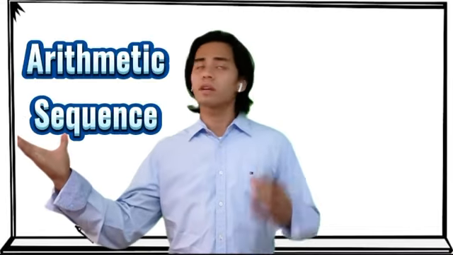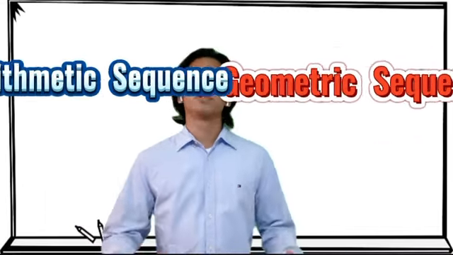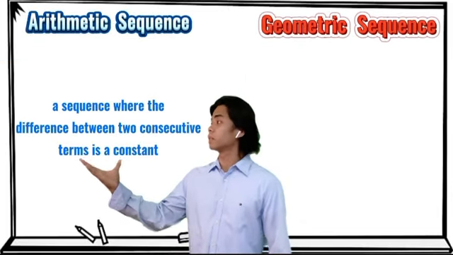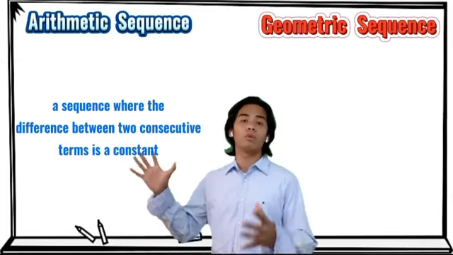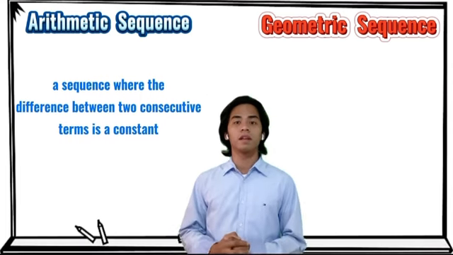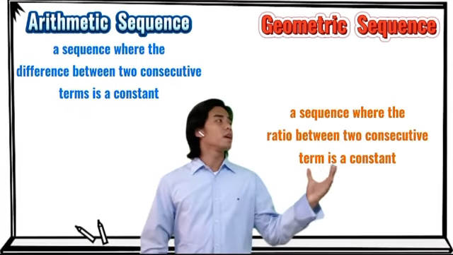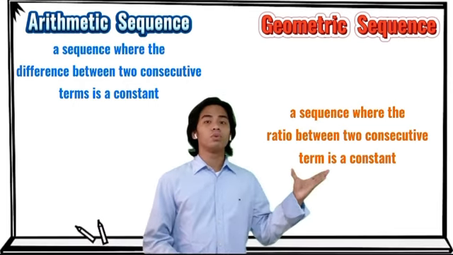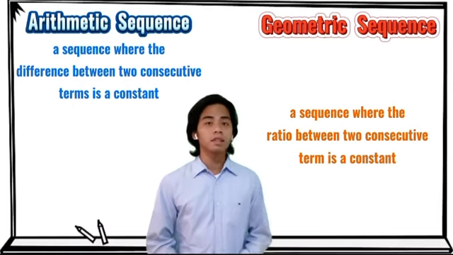Now that we already learned about arithmetic sequence and geometric sequence, let's go back to the introduction. It said that we also need to know the difference between arithmetic sequence and geometric sequence. So here is the illustration of the summary showing the difference. To sum up, an arithmetic sequence is a sequence where the difference between two consecutive terms is a constant, while a geometric sequence is a sequence where the ratio of two consecutive terms is a constant.